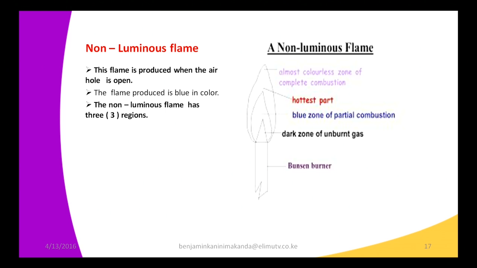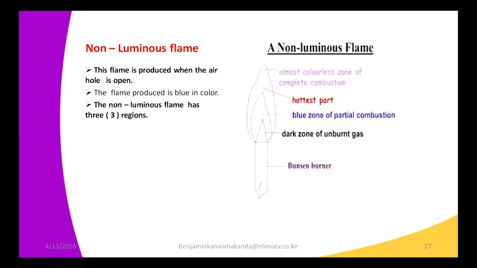So this is the diagram representing the non-luminous flame. Beginning from the bottom of the flame, we have the dark zone of unburnt gases. These gases undergo incomplete burning because of limited supply of oxygen. The middle part contains the blue zone of partial combustion because the air supply has improved here.